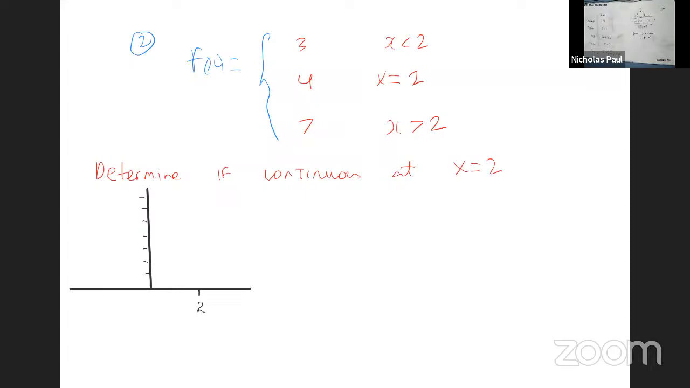Ready? Let's see what your sketch looks like. When x is 2, it is 4, so 4 is about here. When x is more than 2, it is 7, so it's a horizontal line. Follow here, that's 7, that's 4, and 3 right there. Then you have a horizontal line all the way there. That is hollow. Are you okay with the graph?